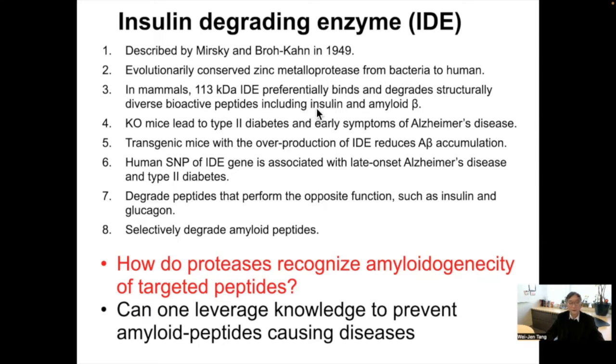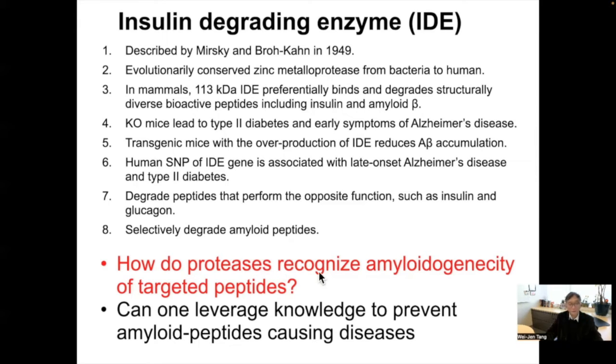It turned out it can degrade insulin as well as amyloid beta. Consequently, knockout mice develop type 2 diabetes as well as Alzheimer's disease, and overexpression of this enzyme can reduce amyloid beta level in mice. This enzyme can degrade peptides that have opposite functions, like insulin and glucagon, indicating it is not selective for a certain function. It's now appreciated that this enzyme can degrade many peptides that are amyloidogenic.